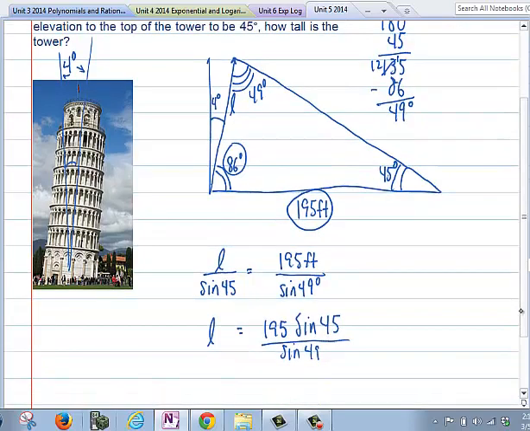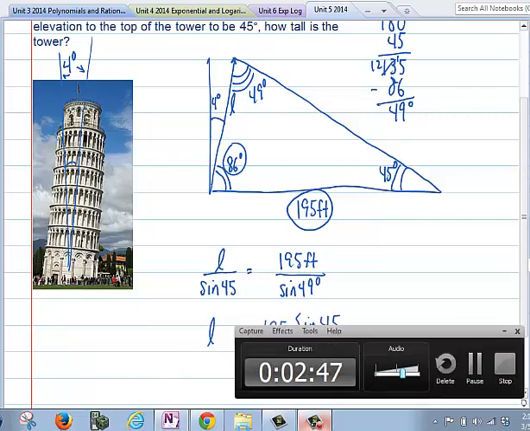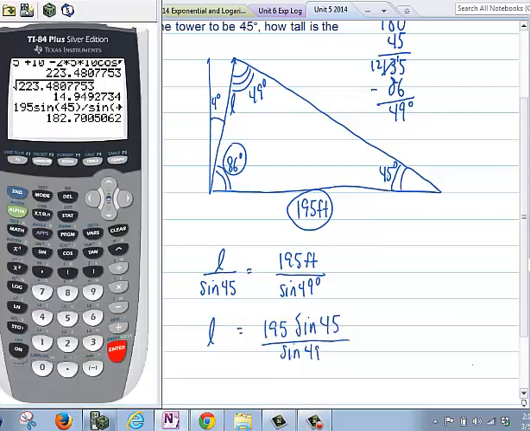We use our calculator, and I'm just going to pause the video while I start the calculator so you don't waste your time. Okay, so I'm back, and the length, after you use the calculator, you get 182.7 feet, or you can roughly say, if they ask for the nearest foot, it would be 183 feet.